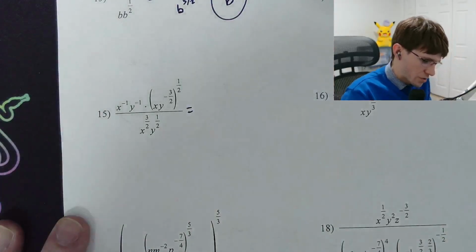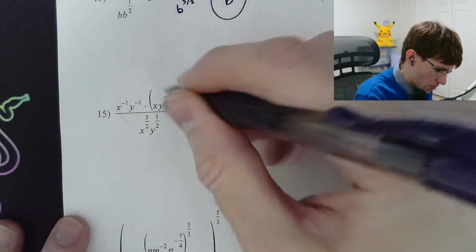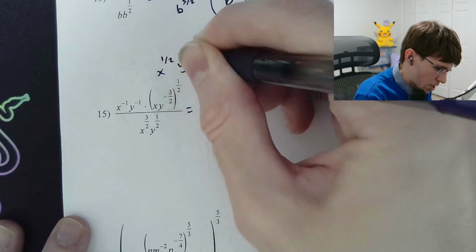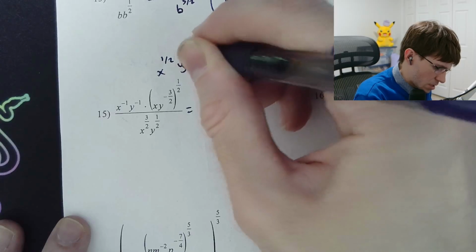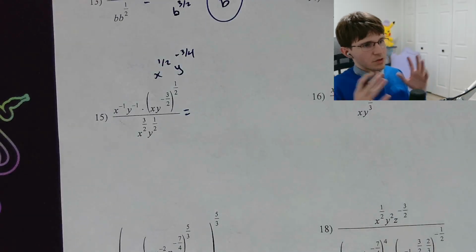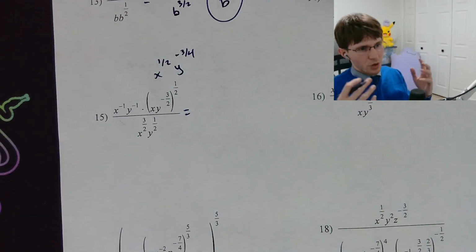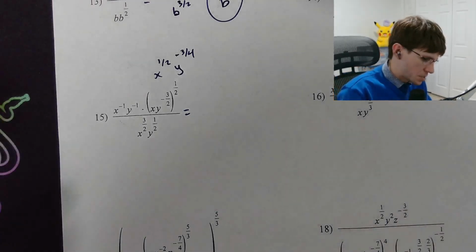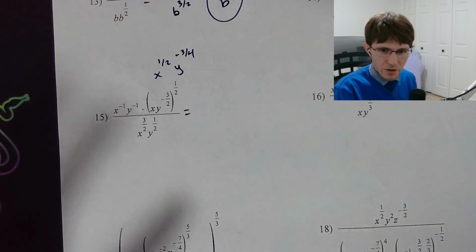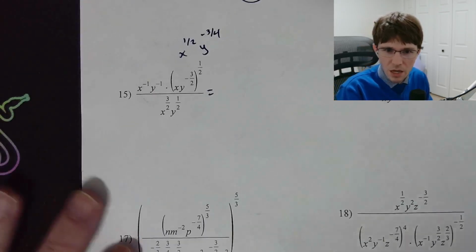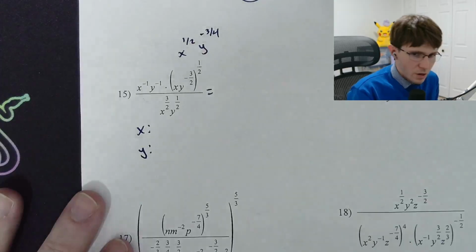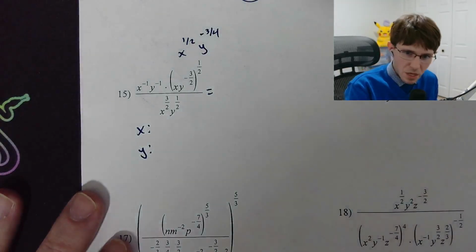Instead of writing out every single tiny step, I'm just going to write this part here as x to the 1/2 y to the -3 over 4. Now we're going to combine everything into the numerator or denominator right away, because there's just too many things to write down and I don't want to lose my work and get caught up in it. So I'm going to write an x list and a y list. You don't have to do this on these problems, but it makes it easy for me.